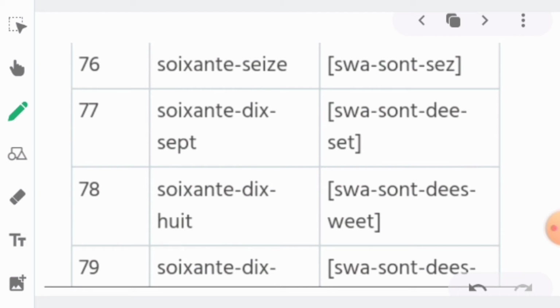Now for 78, 60 plus 18, and 18 ke liye hum kya use karte hain, dix-huit. Theek hai, dix-huit. Now for 60 we will use soixante, toh milakar kya banega ye 78, soixante dix-huit. Okay, SOIXANTE DIX for these and HUIT with. Okay, now for 79 it will be soixante dix-neuf.